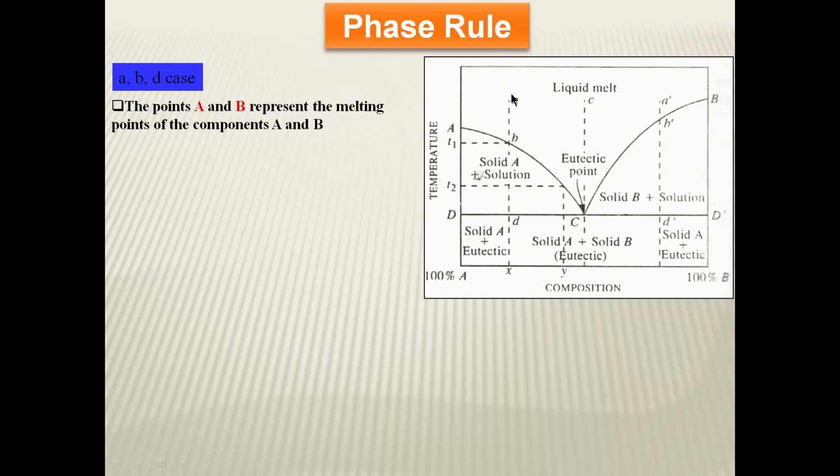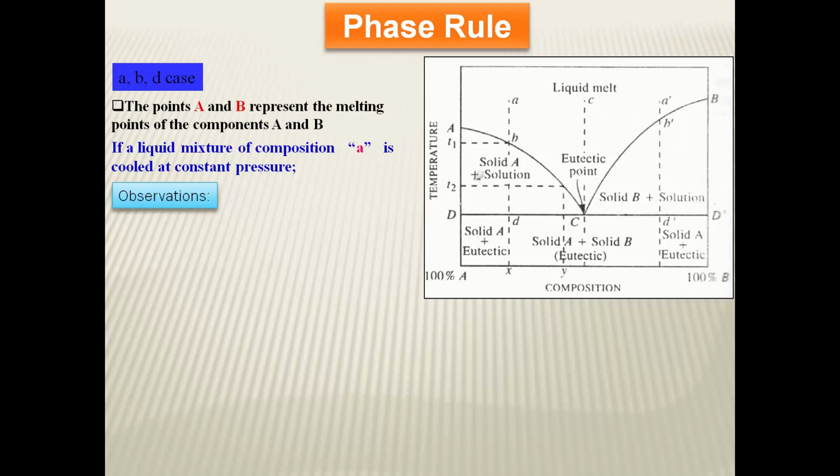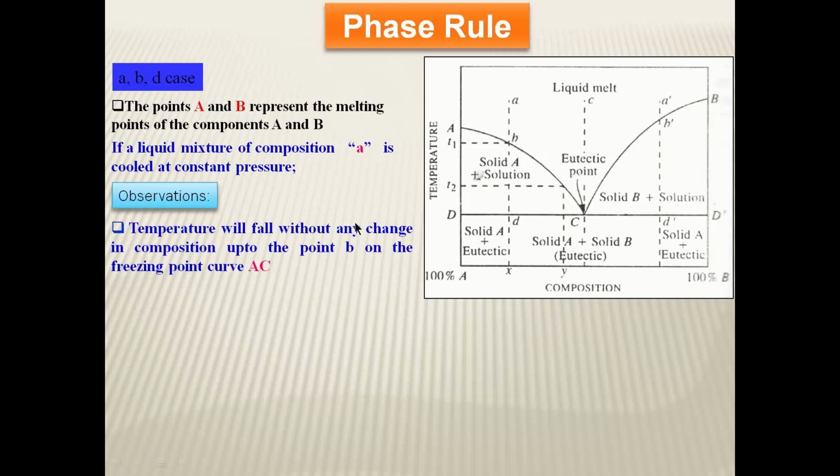Now, when it has completely melted and you have just the liquid state, let's assume that this liquid mixture of composition A is cooled at constant pressure. Obviously, we have assumed that the pressure is kept constant and we are plotting a TC diagram. So, the liquid mixture of composition A is cooled at constant pressure. Now, if we go on cooling it, what are the observations? The temperature will fall without any change in composition up to the point B on the freezing point curve AC.